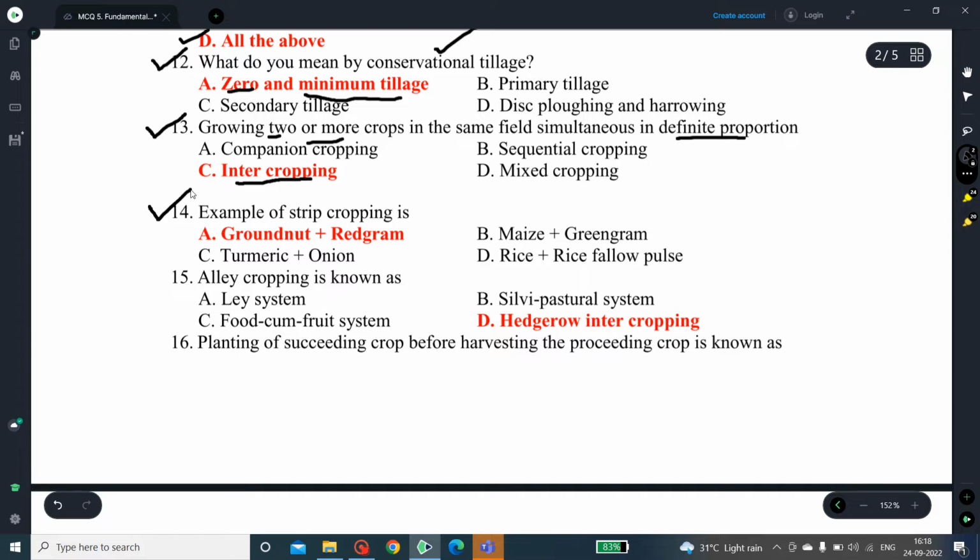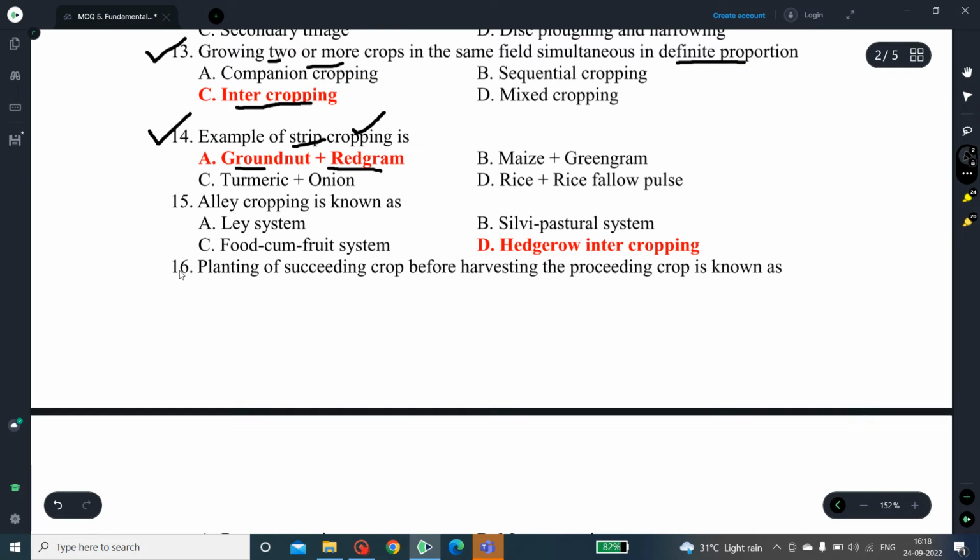14th question, the example for strip cropping is the groundnut and red gram, and this combination is strip cropping. That is the correct answer. 15th question, alley cropping is known as, and the correct answer is the hedgerow intercropping, that is called alley cropping.